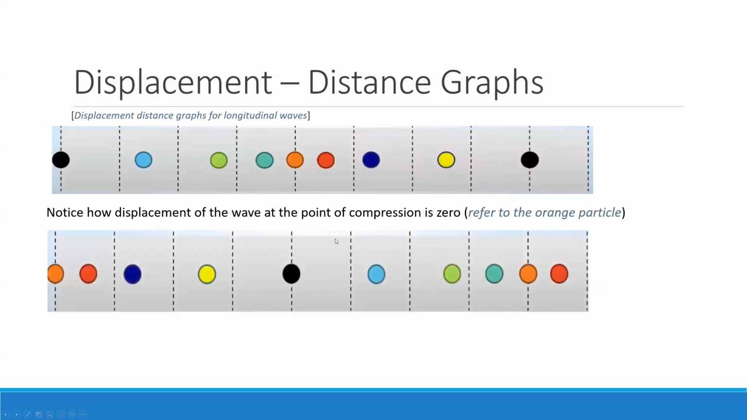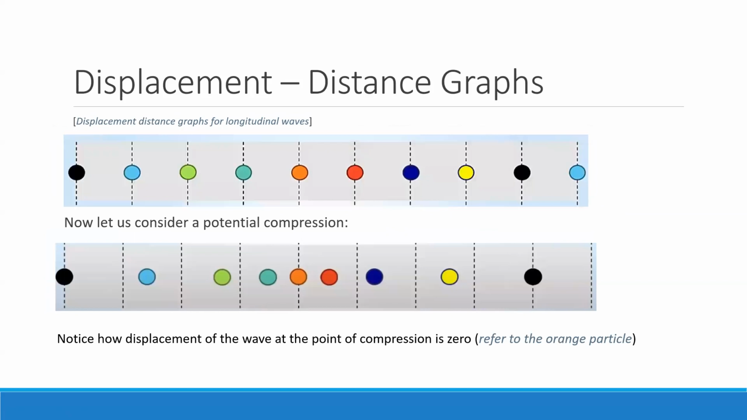Now let's consider a rarefaction, a region of low pressure. Sir, how's the blue one positive? Isn't it to the left? Oh, I thought you were talking about the other blue one. Okay, never mind. I said, what's the displacement of this one? Yeah, we're talking about this one. This is positive. So the particle directly to the left is positive, and the particle directly to the right is negative. The particle in the middle of the compression is 0.